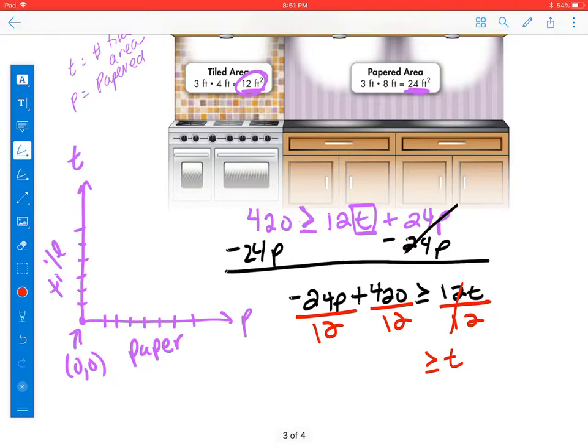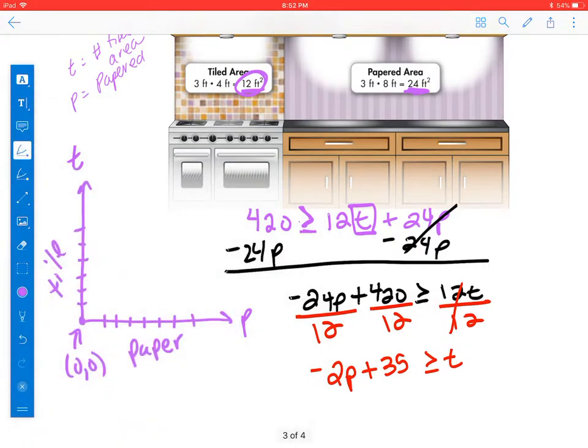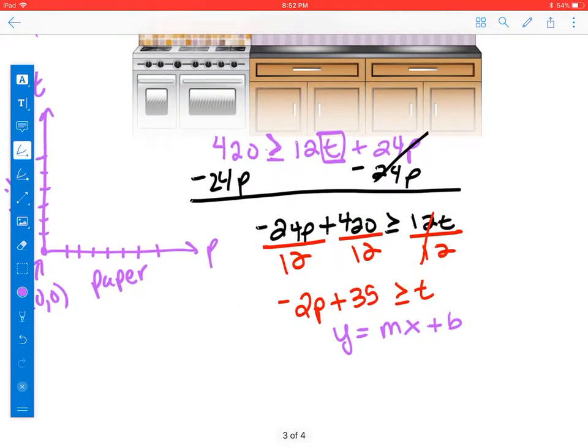That 12 divided by 12 becomes 1, so that becomes t. 420 divided by 12 gives us 35. And negative 24 divided by 12 gives us negative 2p. It kind of looks familiar, but let me talk about what's familiar to us, what we've seen before. We've seen what we call slope-intercept form as y is equal to mx plus b.